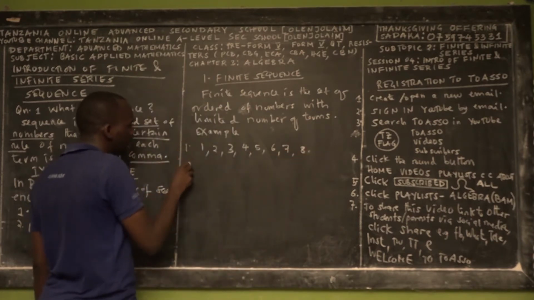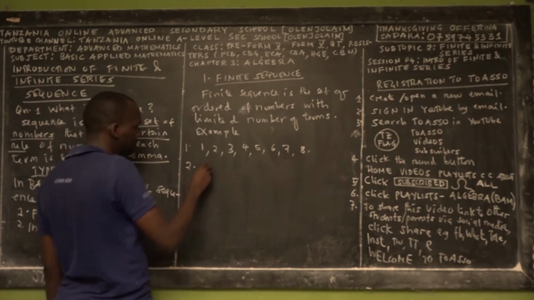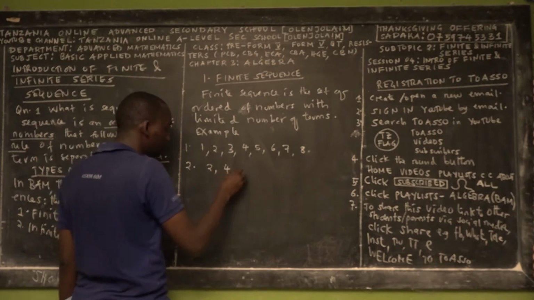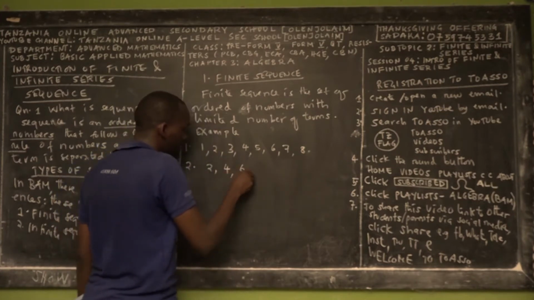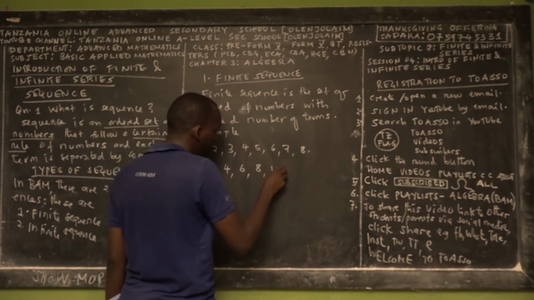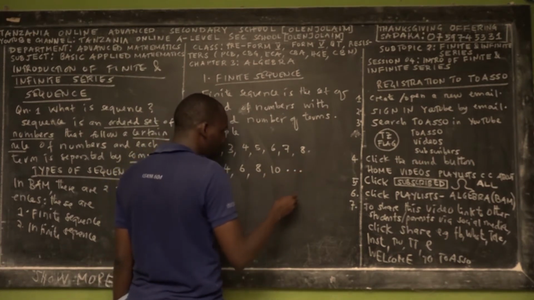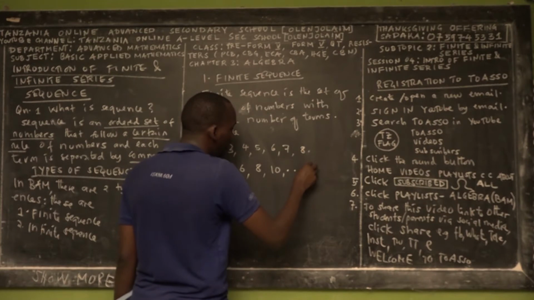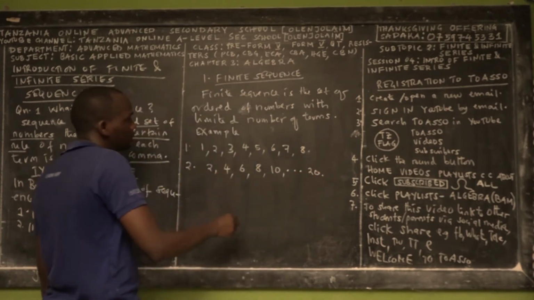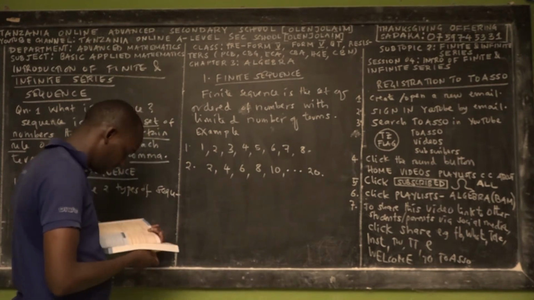This is the first example. Second example, you can have a set of even numbers, 2, 4, then we have 6, we have 8, we have 10, dash dash dash, then we have 20. So this is finite sequence.